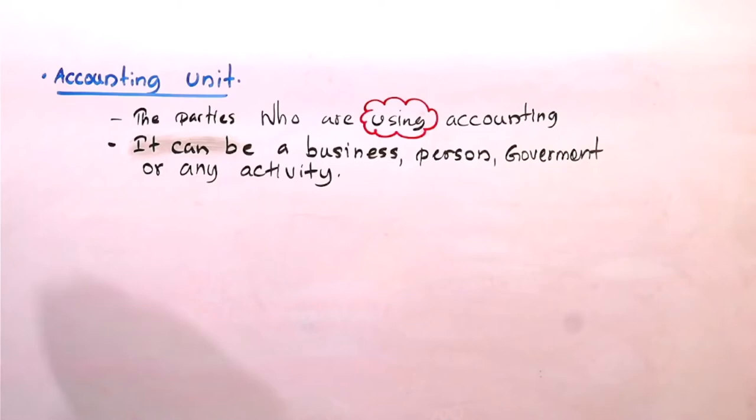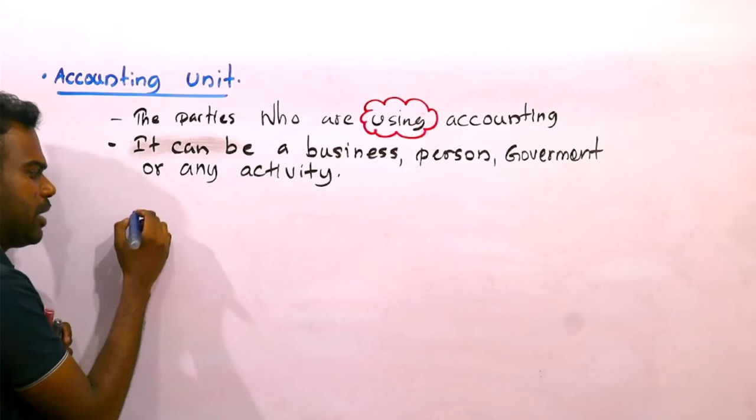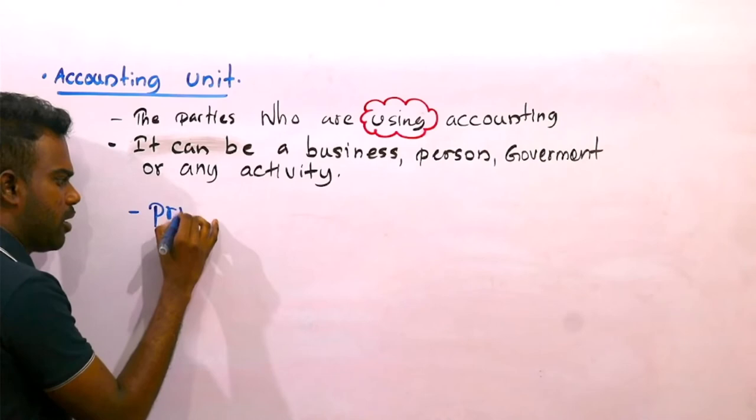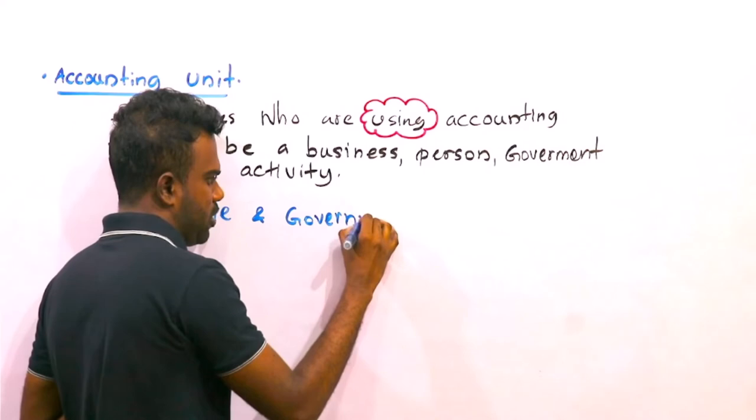So children, here we can identify an accounting unit as a business, person, government, or any other activity. But among businesses there are so many companies and businesses: private companies and private businesses, and government businesses.